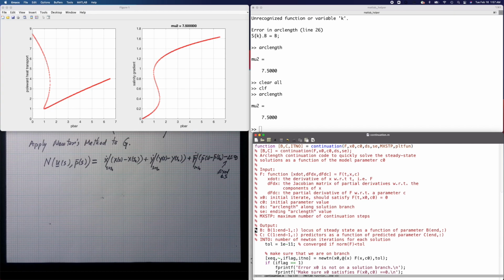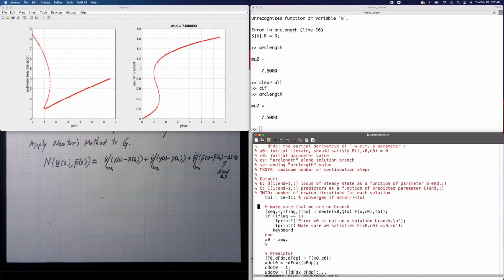Okay, so the first thing we do is we make sure that the solution we passed in, x naught and c naught, is indeed a solution. So we apply Newton's method to it, and we iterate to make sure we get a converged equilibrium solution on the solution branch. If the flag from Newton's method is 1, that means the method didn't converge, and then I'm just going to abort right there. But if not, I'm going to replace x naught, the one we passed in, with xq, which is the one that we just got from iteration using Newton's method. So I know now that x naught is on the solution branch for the parameter c naught.